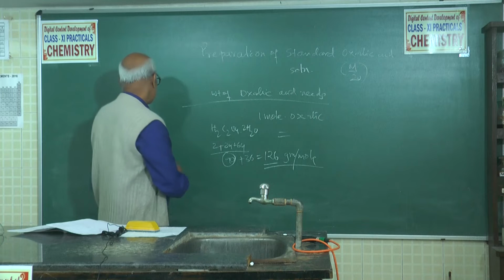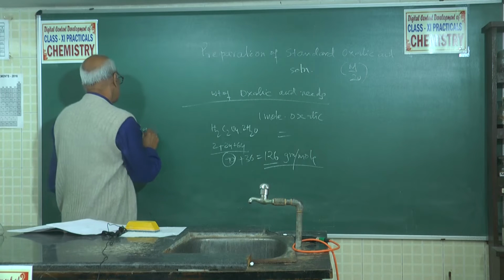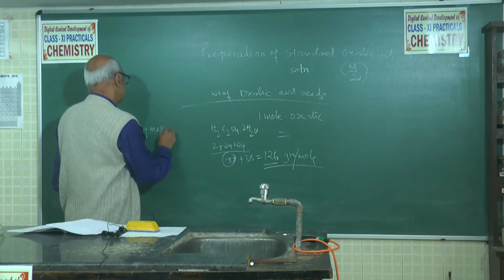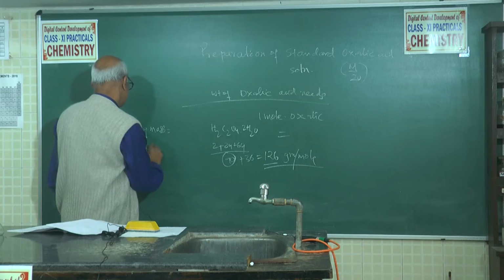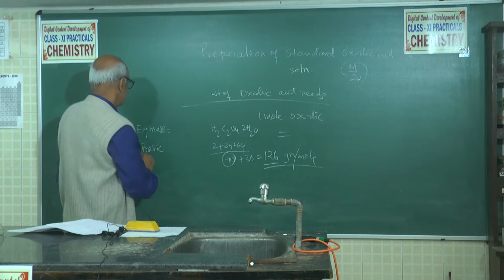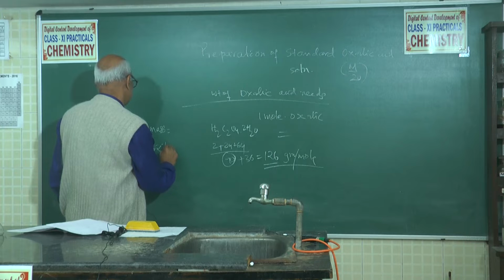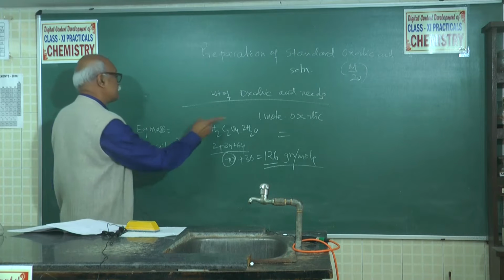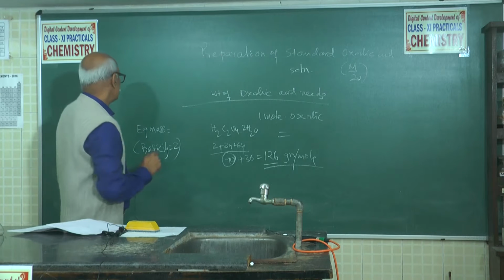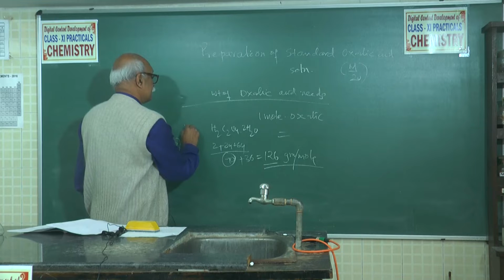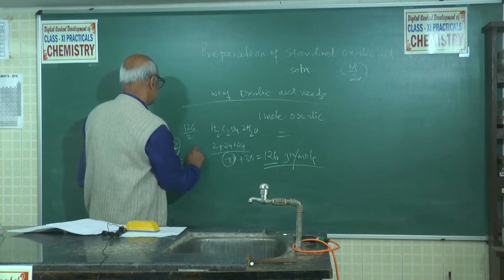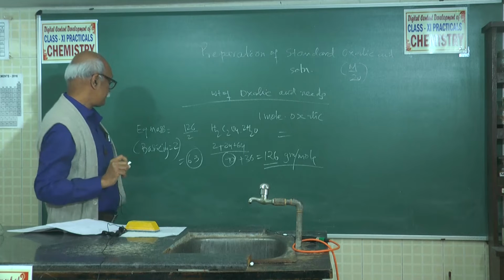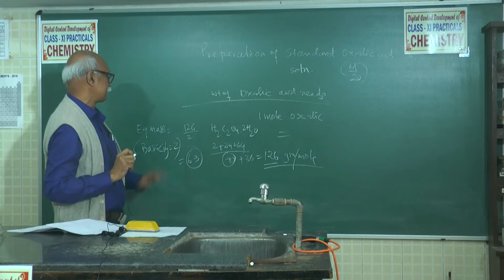So its equivalent mass: as it is a dibasic acid, in an acid-base titration, the basicity is equal to 2 because 2 replaceable H plus are there. So its equivalent mass is 126 by 2, which is equal to 63. 126 by 2, that is the equivalent mass.